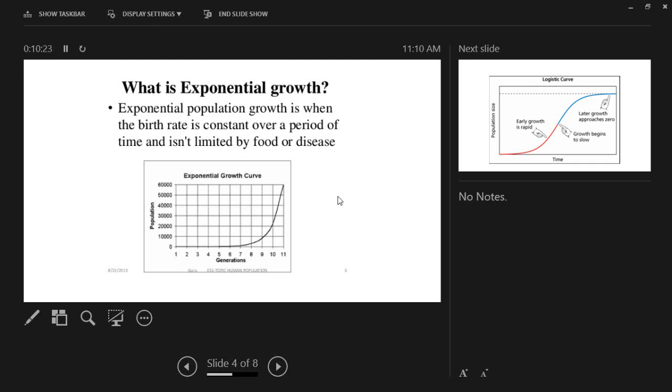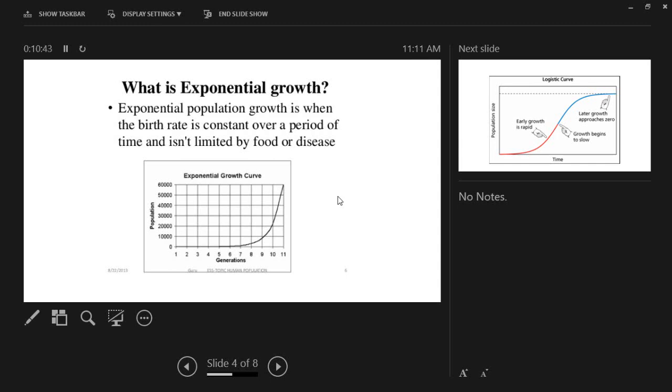Now, there's two ways populations can grow. Exponentially and logistically, okay? Big words, it's not that hard. This is exponential growth. This is what it looks like. It's a J-shaped curve, okay?